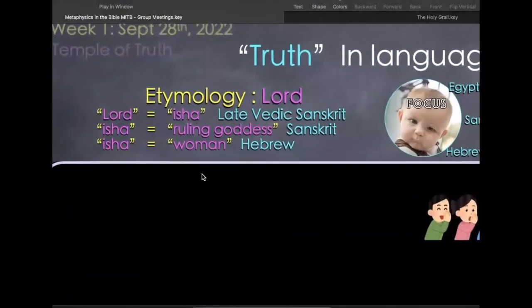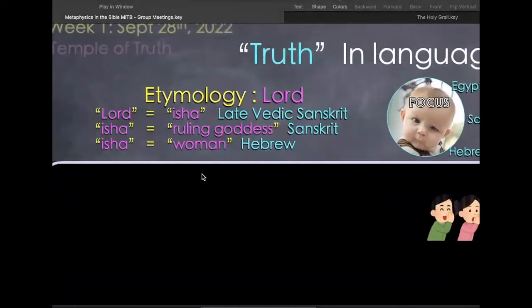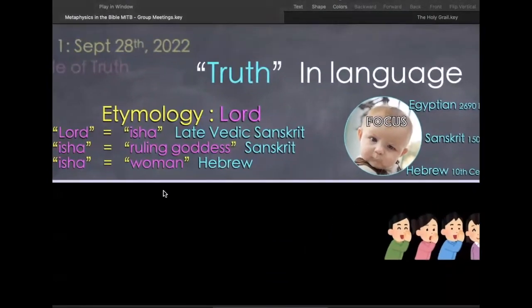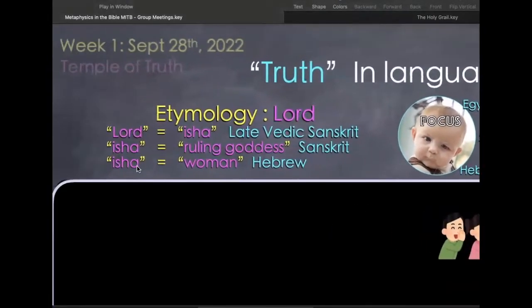The etymology of the word Lord. What does Lord mean? It's plastered all over, and we all get this feeling about the divine feminine, and how can it be a man in the clouds? Well, the etymology of Lord, when you go back to late Vedic Sanskrit, is Isha, and Isha means ruling goddess. In the earlier Sanskrit, and even the Hebrew later on that we showed you, the Hebrew in the 10th century BC, had Isha as a woman. So the word Lord means a ruling goddess. It means a feminine. It means a divine feminine.